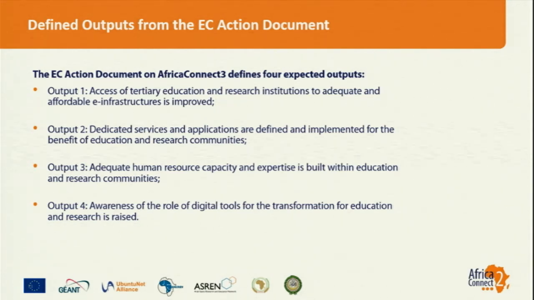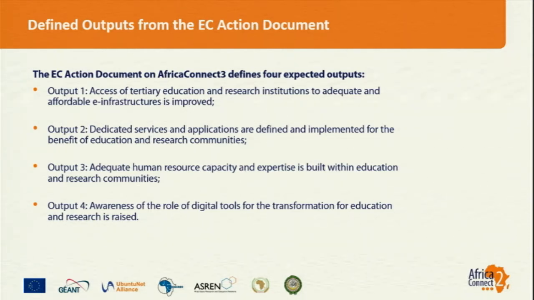So in order to receive the 30 million, the next step now is for WACREN, ESREN, and the UbuntuNet Alliance, with the help of GEANT, to come up with a very concrete way of how we structure our work in order to deliver those 4 outputs. So we can start thinking about that.